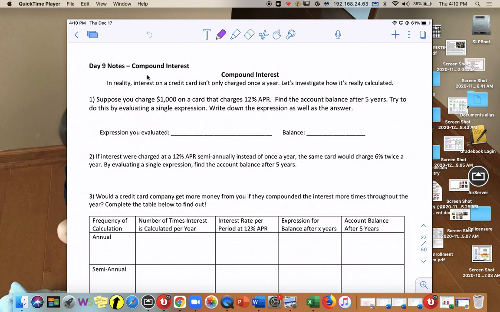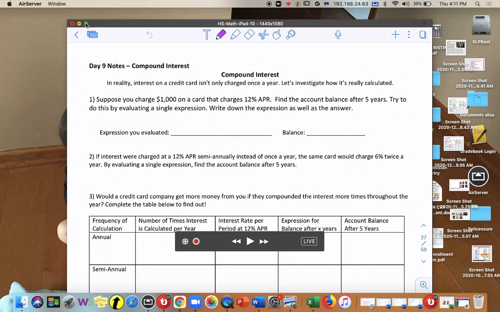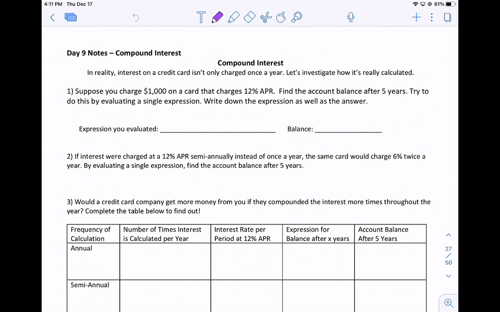Compound interest. So we've been looking at credit cards and calculating interest on not making payments off credit cards. And in reality, interest on a credit card isn't only charged once a year. So we're going to look at how it's really calculated. So question number one, suppose you charge $1,000 on a card that charges 12% APR.